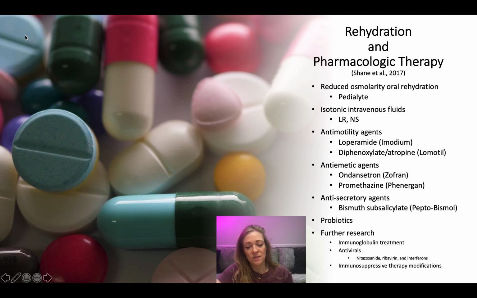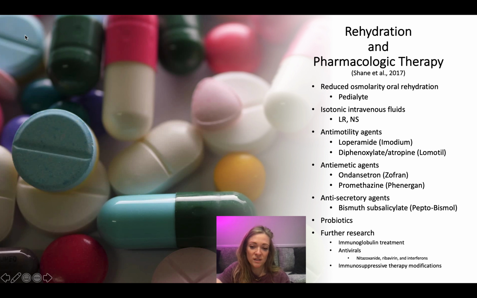Treatment with antimotility agents like Imodium or Lomotil and or antiemetic agents like Zofran or Phenergan should be considered for symptom management. Additionally, anti-secretory agents like Pepto-Bismol can be effective in cases of secretory diarrhea in order to reduce complications associated with dehydration and electrolyte abnormalities. According to the IDSA guidelines, anti-diarrheal agents are not recommended for those under the age of 18. Instituting probiotics may additionally help replenish healthy bacterial flora.